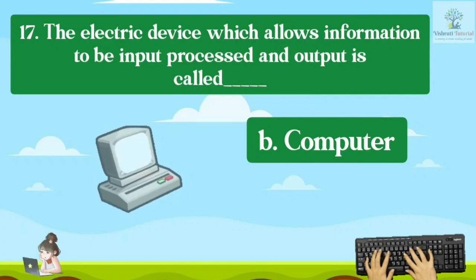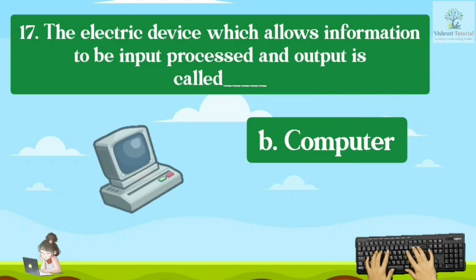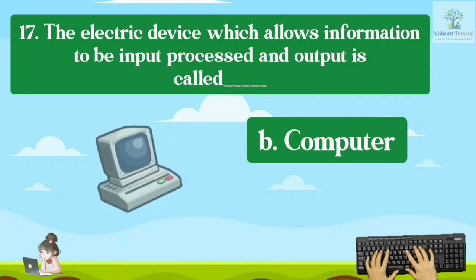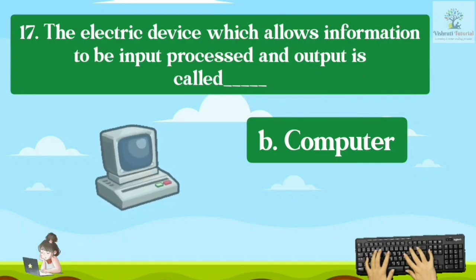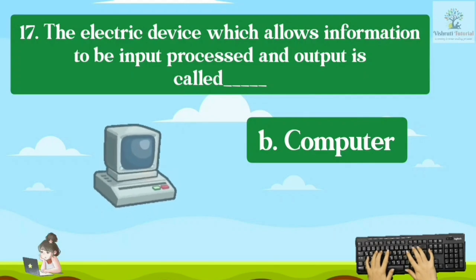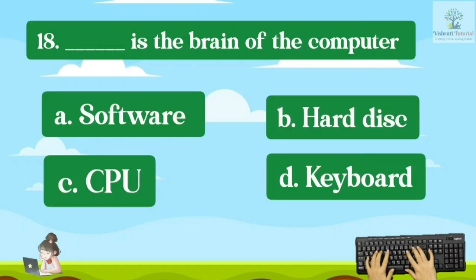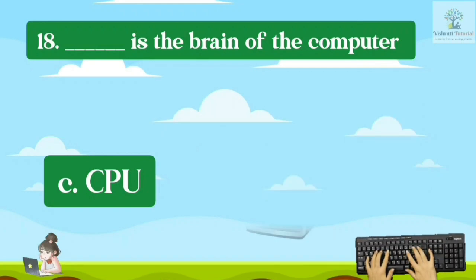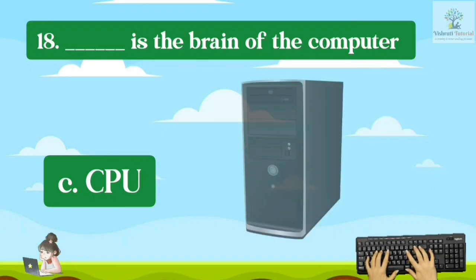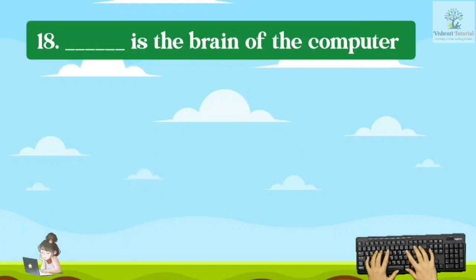Computer. The electronic device which allows information to be input, processed and output is called a computer. Question number 18. Dash is the brain of the computer. Options: A. Software, B. Hard disk, C. CPU, D. Keyboard. And the correct answer is C. CPU. Central processing unit is the brain of the computer.